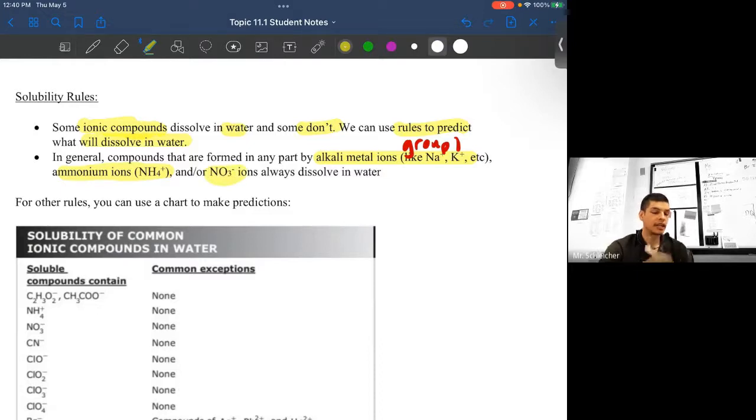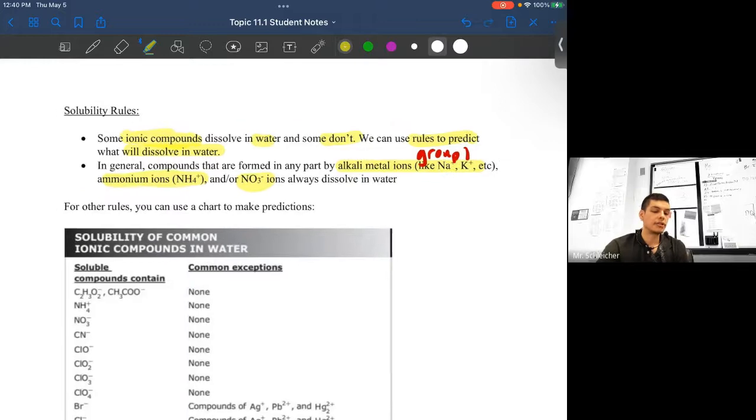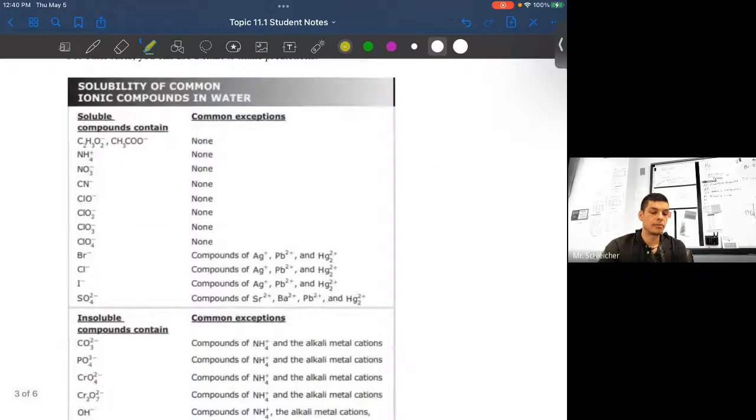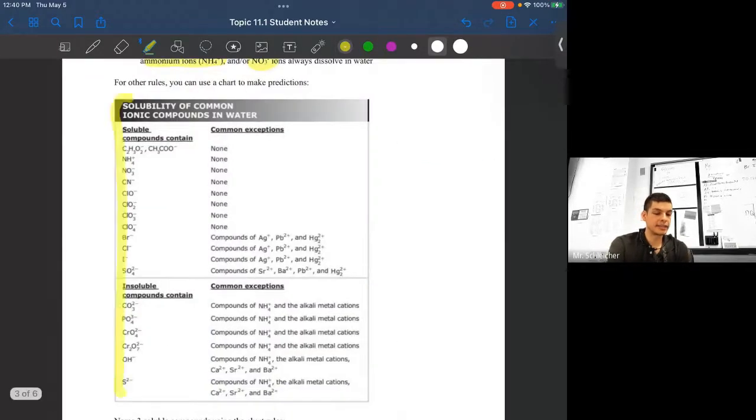Anything with a nitrate ion, or NO3 minus, will always be soluble. But those are just things that are easy to remember, and you will have a chart that tells you all these things as well. It just takes a while to read sometimes.